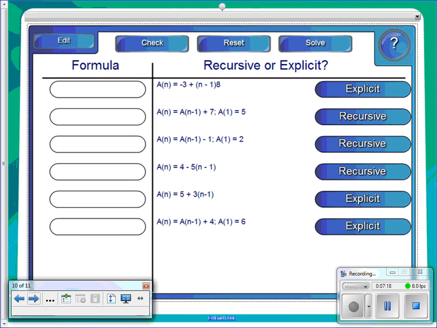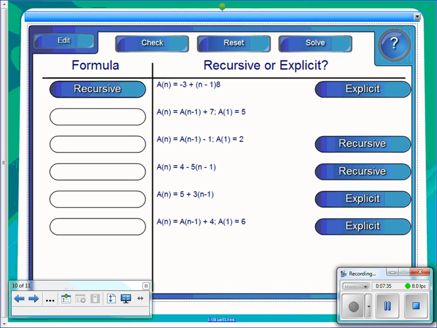All right, let's match up which one is the recursive and which one is the explicit form. The first one, when we see this first term of -3 there, we know that has to be recursive. In the second one, we don't have the first term in the formula. Our first term is written over on the side where it says a_1 equals 5. So that means it's explicit.